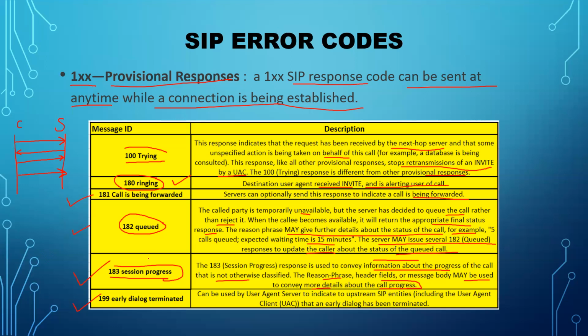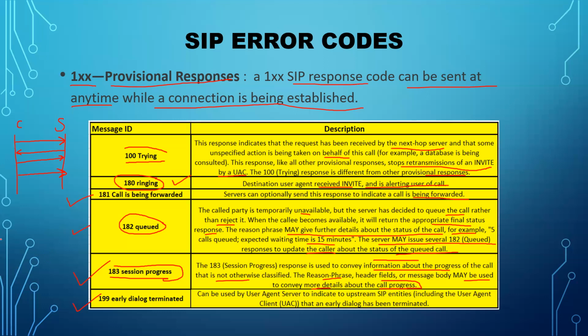So if you are getting 183 Session Progress, that is an example of early media, right? So what does early media mean? Early media is when you are getting media before you are getting a 200 OK or a successful response. Like if there is a caller tune, dialer tune, or an IVR prompt, that is media. And that's what you will get in the SDP messages, right? I hope this 183 Session Progress is also clear to you.